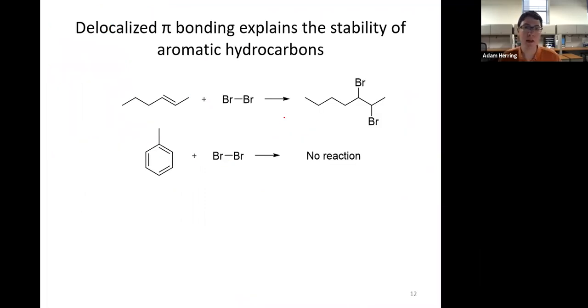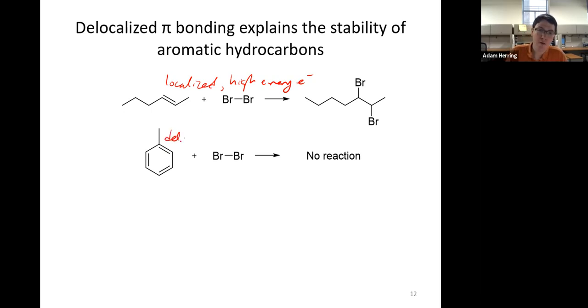Delocalized pi bonding helps us to explain the stability of aromatic hydrocarbons. We'll take a look more at aromatic hydrocarbons later, but if we were to perform a reaction with a molecule with just one double bond that is localized, that means it has high energy electrons. Those electrons will react to form a bond with bromine, for example.